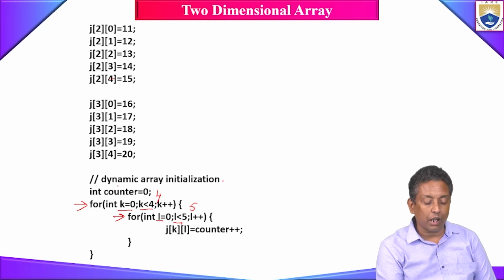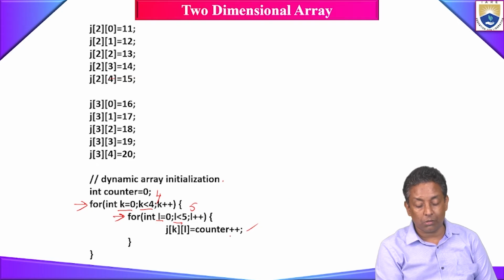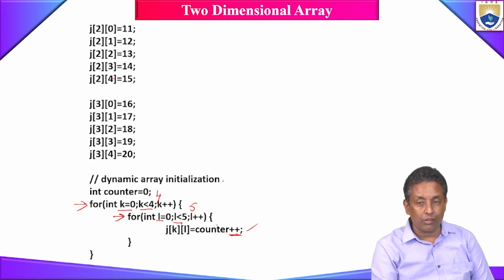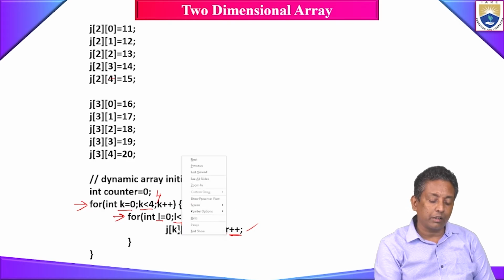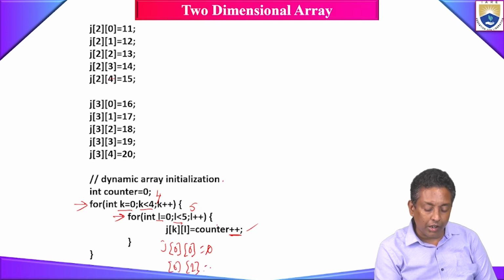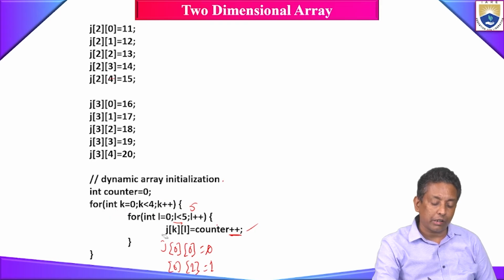So each time, I am post incrementing the counter variable. Counter variable is initially 0. Counter plus plus is a post increment. Post increment means the value will be used and after that the value will be incremented. So during the first iteration, the counter variable value 0 will be assigned to j of 0 of 0. Again to j of 0 of 1, value 1 will be assigned. Like that it will keep on going. So for 4 iterations of the outer for loop, the inner for loop will be iterated 5 times.